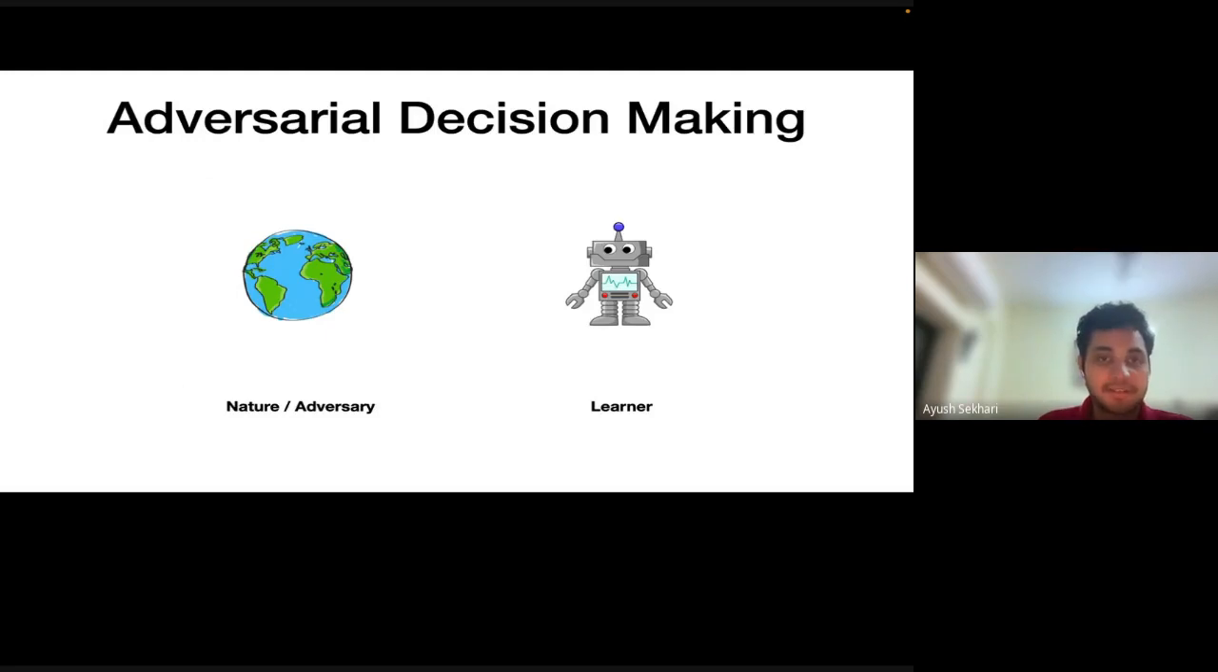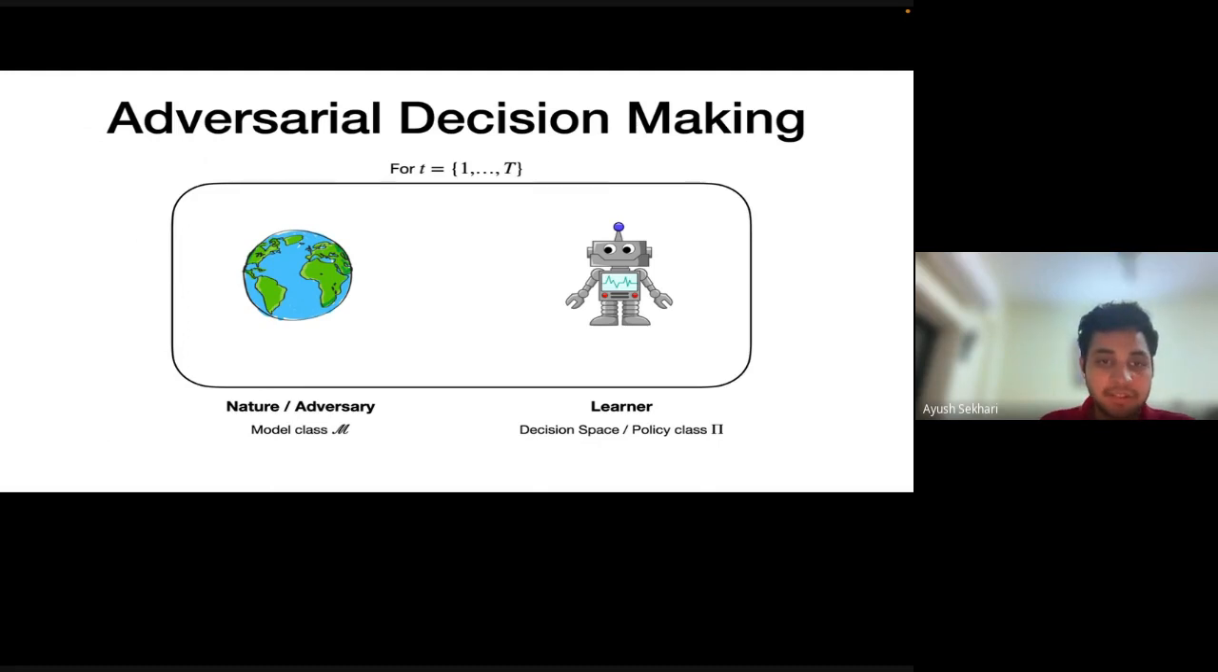Let me start by introducing the adversarial decision-making setting. This setting comprises a nature, which acts as an adversary, and a learner. The nature is assumed to be equipped with a model class script M that the learner knows, and the learner has a decision space, a policy class pi, that the nature knows. The interaction between the nature and the learner goes over T rounds, where at the beginning of every round, the nature chooses a model M_t from the model class script M, and the learner chooses a distribution P_t over its decision space or policy class.